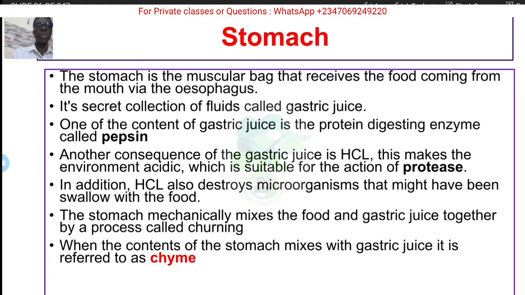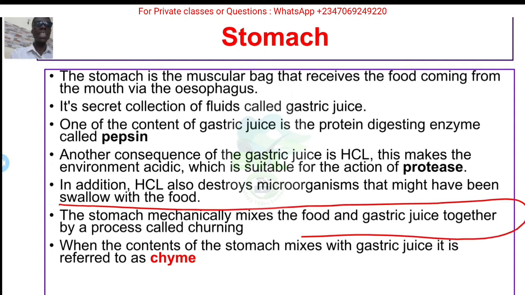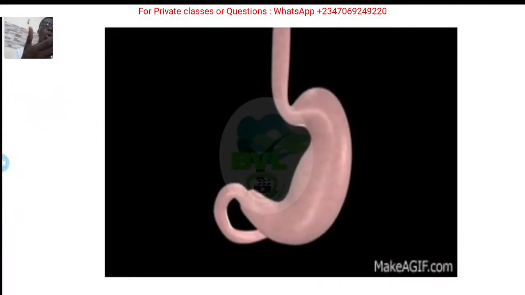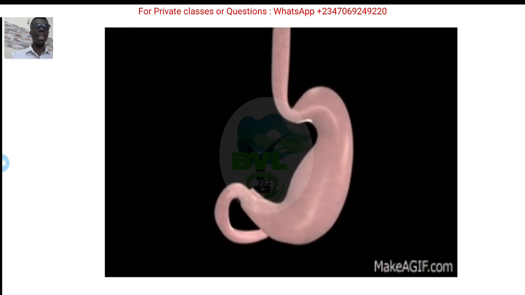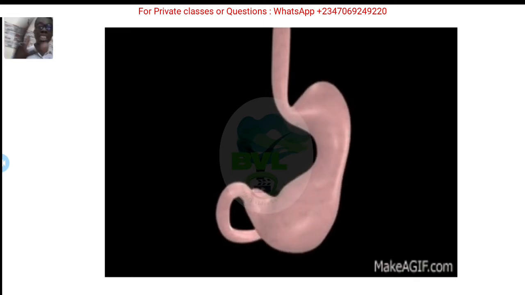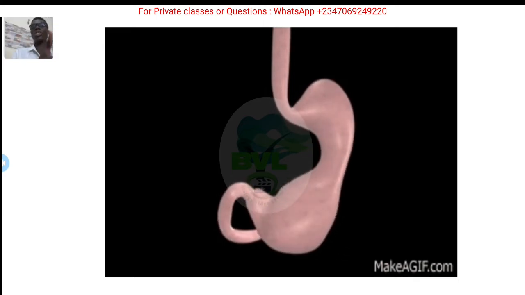Now, the stomach also does something mechanically. So another site of mechanical digestion is the stomach, whereby the food is mixed with the enzymes. How does that happen? By churning. This is churning. Now, please don't freak out. It may not really happen this way, but this is churning.